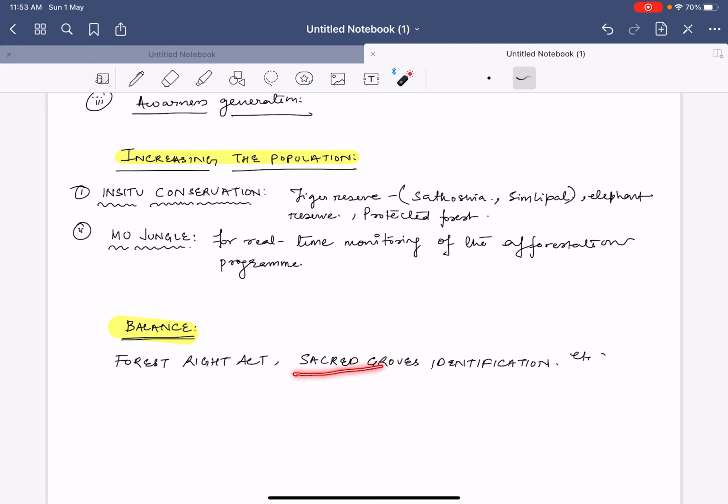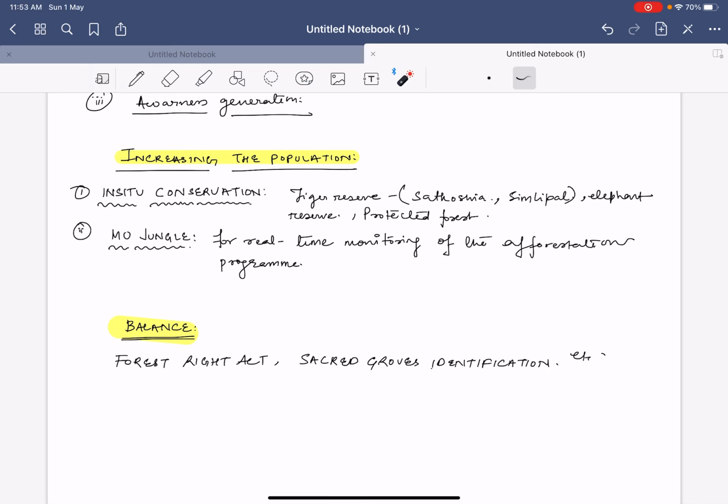Next is that we are identifying the sacred groves. What happens when we are identifying the sacred groves? Sacred groves are those which are very much sacred to the tribal people. Sacred means holy to the tribal people. They believe that gods and goddesses exist over there, or that the particular groves have helped them in building up their livelihood. So these are the sacred groves identification. Odisha has successfully initiated the sacred grove identification.